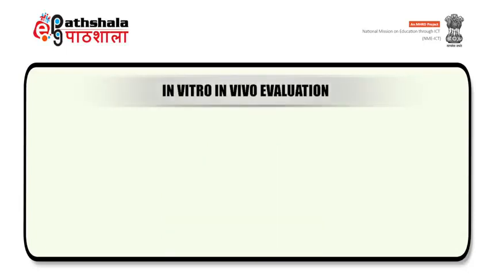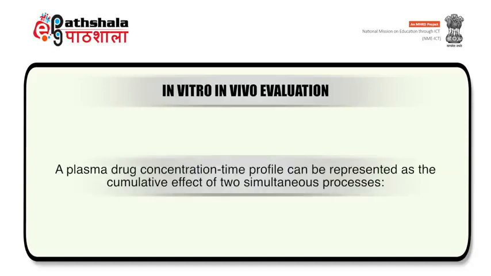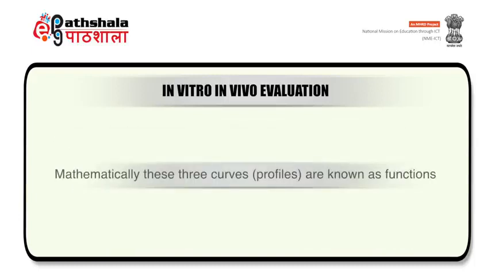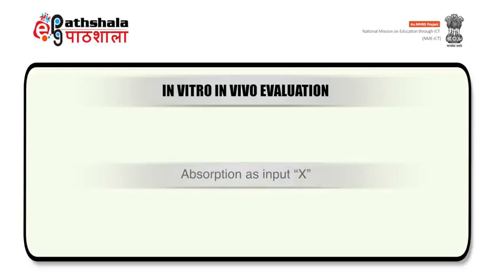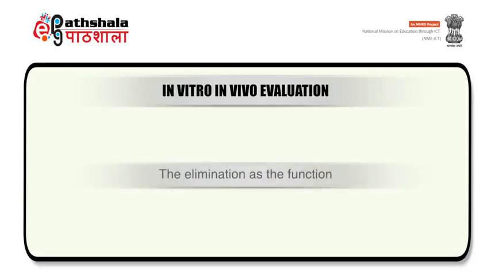Next is in vitro in vivo evaluation method. In vitro in vivo evaluation can be done by convolution and deconvolution method. A plasma drug concentration time profile can be represented as the cumulative effect of two simultaneous processes: absorption of the drug from the gastrointestinal tract, which is proportional to drug dissolution, and elimination of the drug from the blood. Mathematically, these curves are known as functions: absorption as input x, the plasma concentration as output y or dependent variable, and elimination as the function.